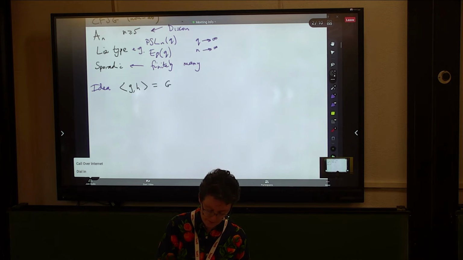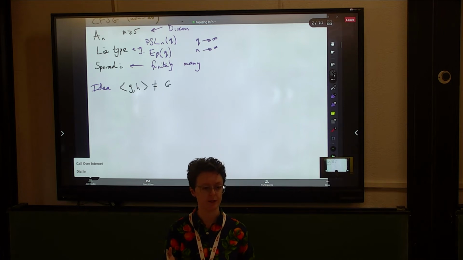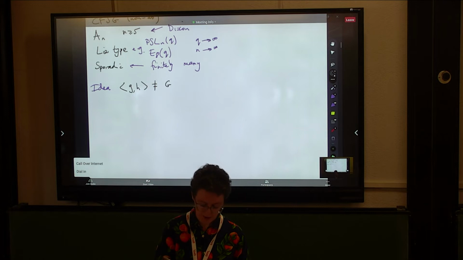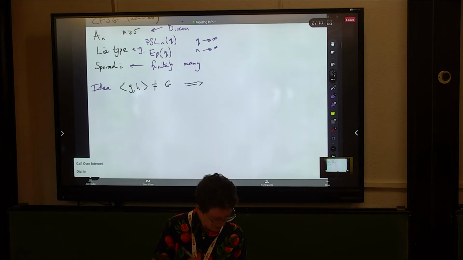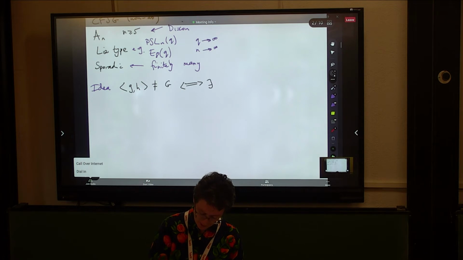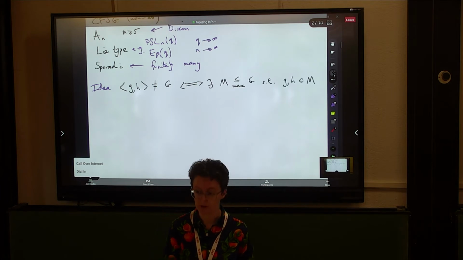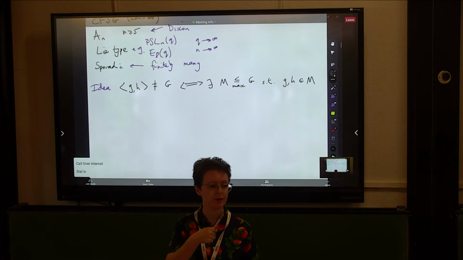Well, if we have a pair that doesn't generate the group, then they must generate some subgroup, and that subgroup is contained in some maximal subgroup. Therefore, we get that there exists a maximal subgroup which contains both G and H, and it's the same the other way around, of course.